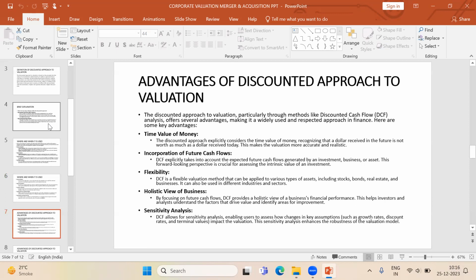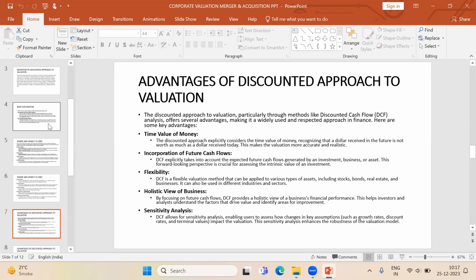DCF is a flexible valuation method that can be applied to various types of assets, including stocks, bonds, real estate, and businesses. It can also be used in different industries and sectors. Holistic view of business. By focusing on future cash flows, DCF provides a holistic view of a business's financial performance. This helps investors understand the factors that drive value and identify areas for improvement.